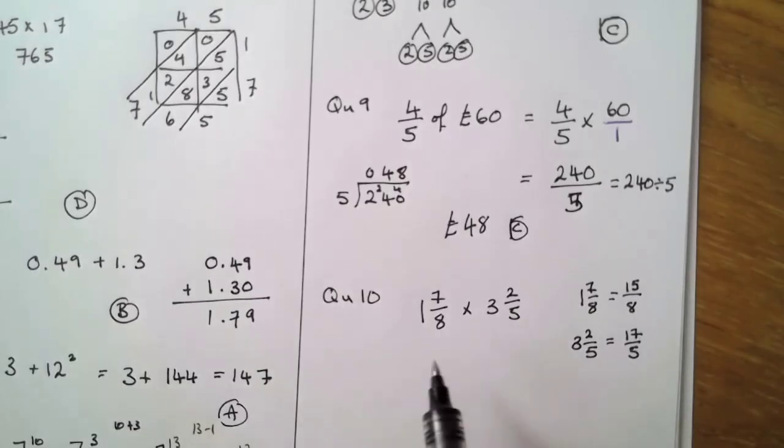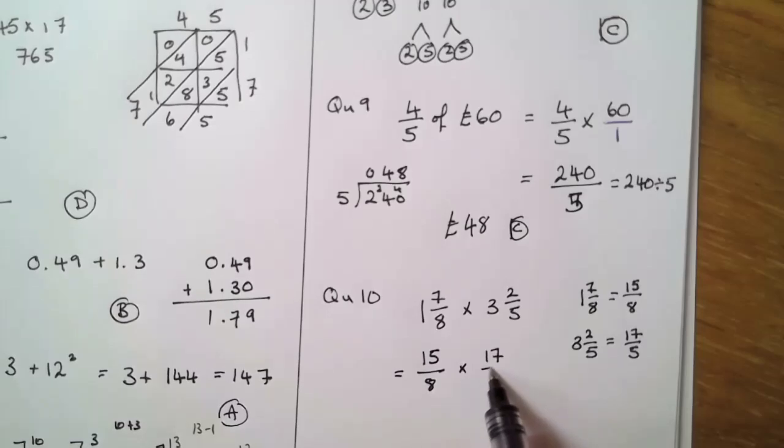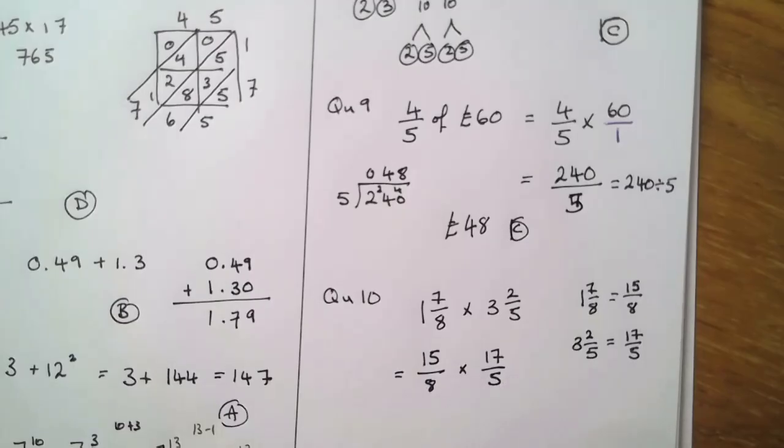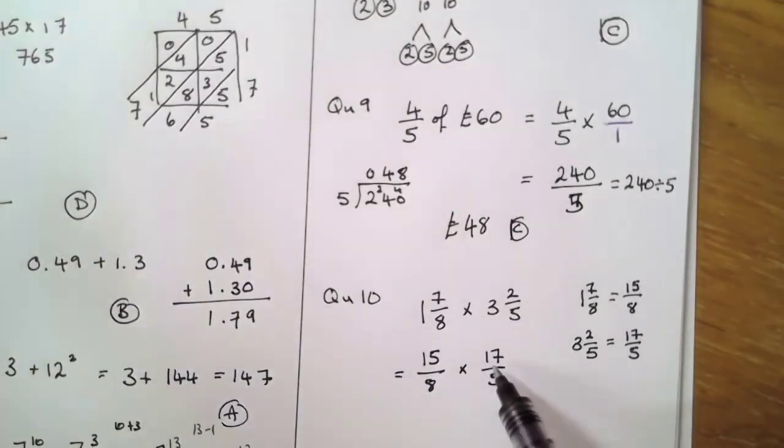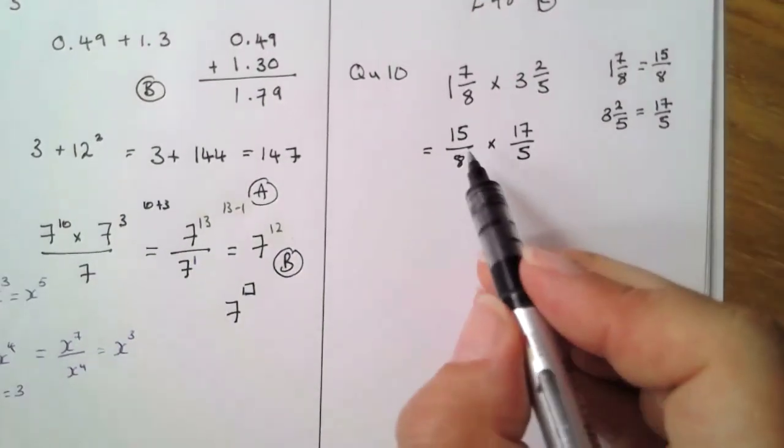So it is multiplication, makes life a little simpler. This is the same as 15 over 8 multiplied by 17 over 5. We multiply the numerators, we multiply the denominators. Now, I look at this and go, well, actually, I can do some simplifying. So I'm going to show you both ways of doing it. I'm going to show you the long way, and then I'm going to show you the shorter way if you can see how to simplify this before you multiply.